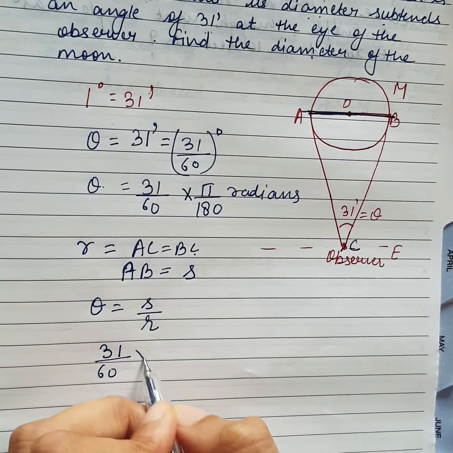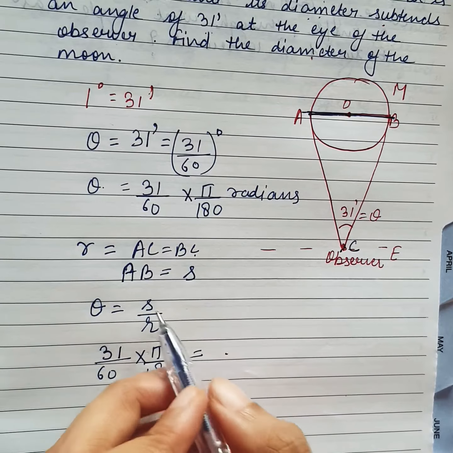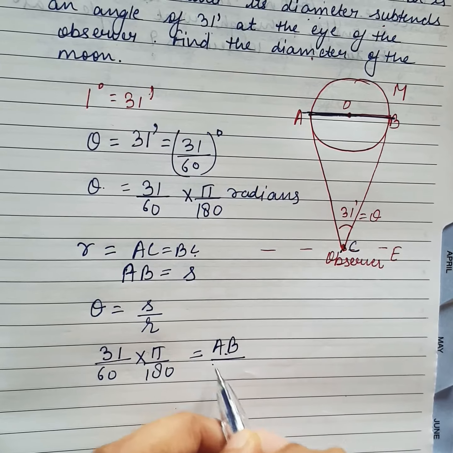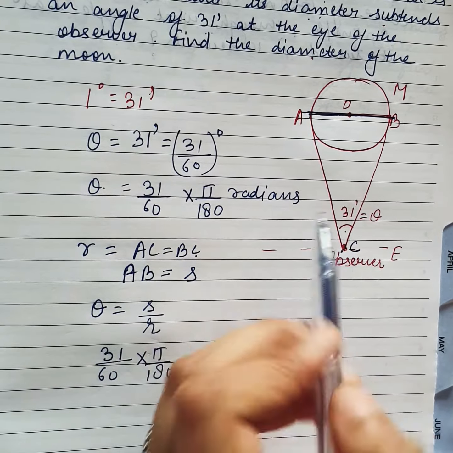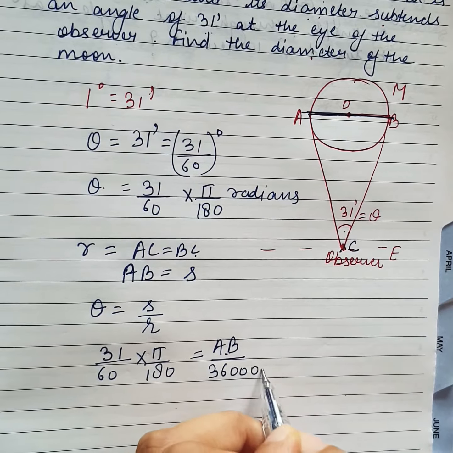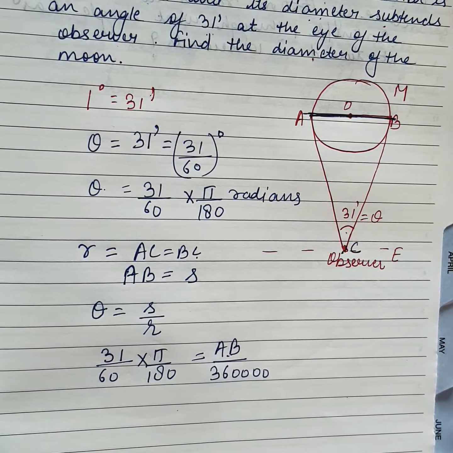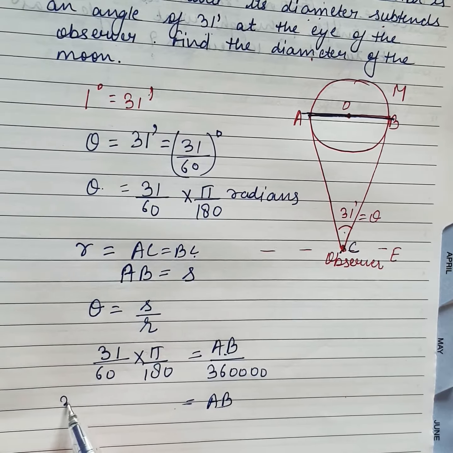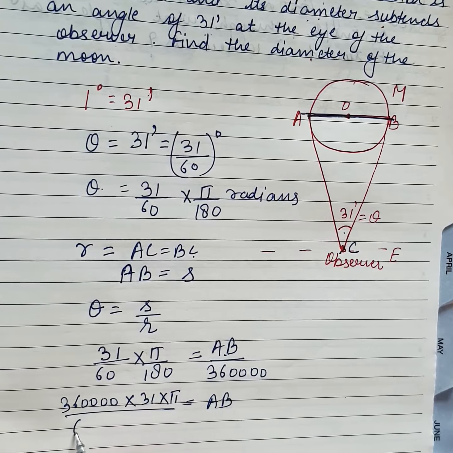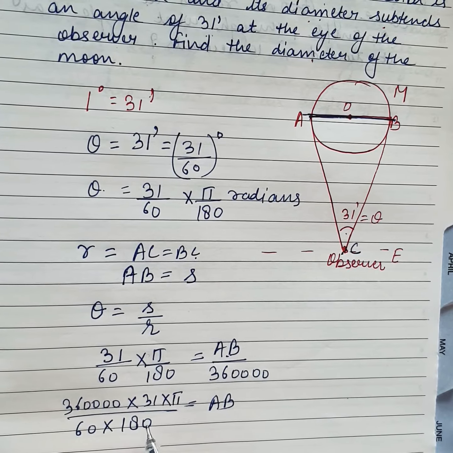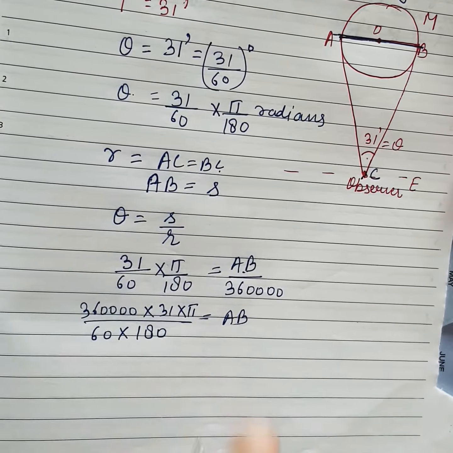31 upon 60 into pi by 180 equals S upon R. S is AB, like I said, the diameter of the moon, and R is the distance between them, which is 3,60,000 kilometers. So now we have to just find the value of AB. 360000 into 31 into pi upon 60 into 180. Pi we will take as 22 by 7 because it is not mentioned in the question. So by default we will always take 22 by 7.